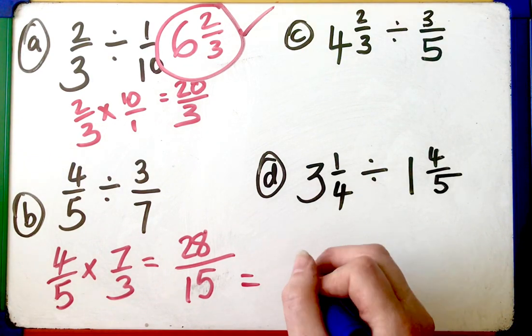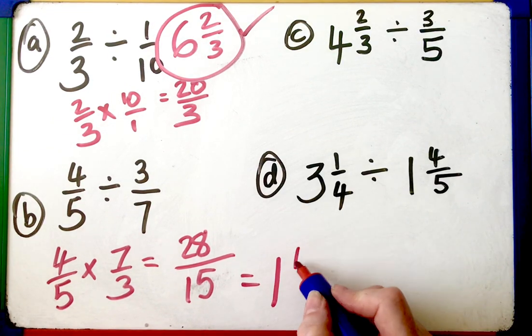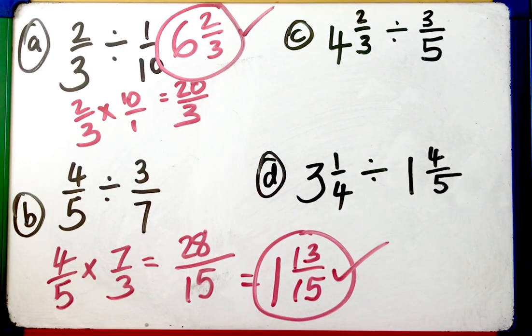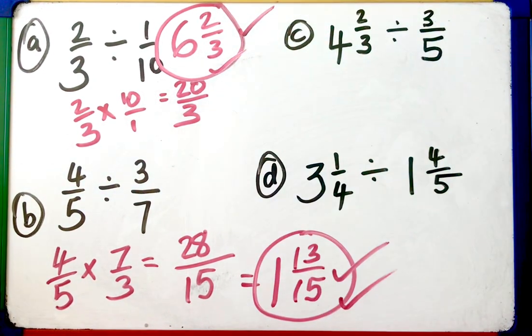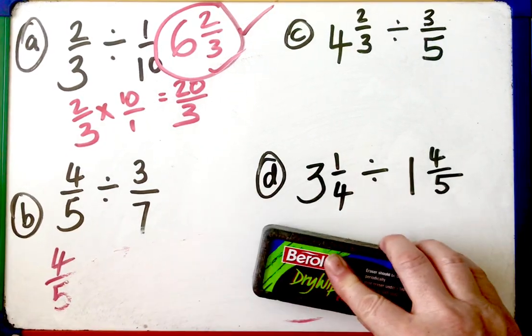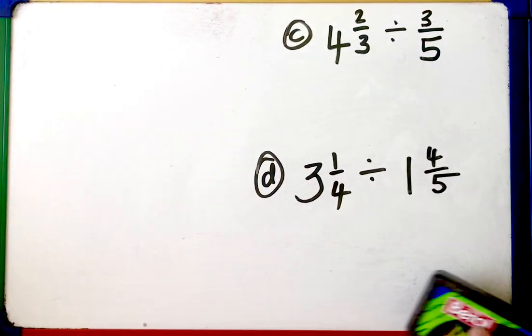So it doesn't go in a whole one. It doesn't go in 2 whole ones. It only goes in 1 whole one. 28 take away 15 is 13 out of 15. Well, hopefully you've got those both correct. Let's have a look at parts C and D. I'm going to erase all this so there's a bit of room on the board, but don't worry, you can always rewind the video if you need to.